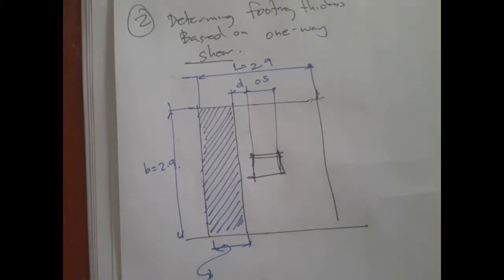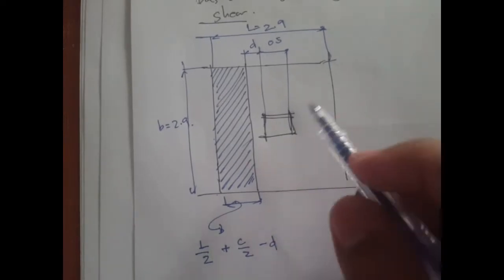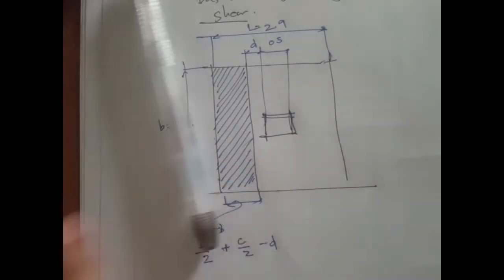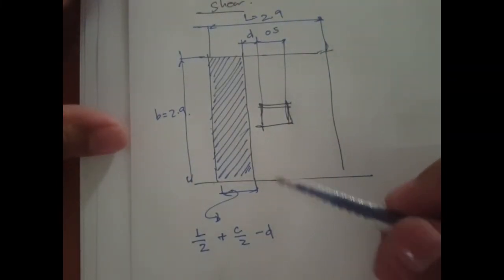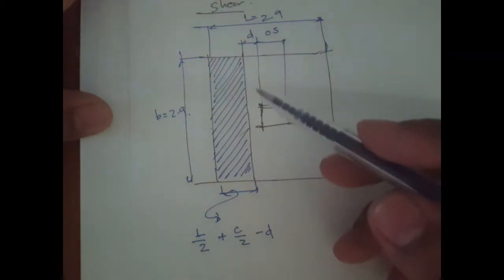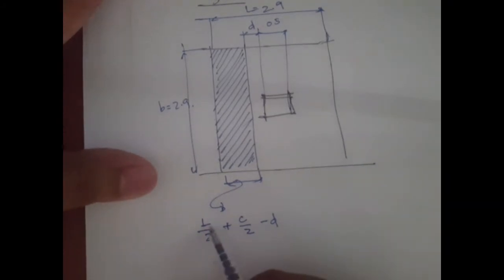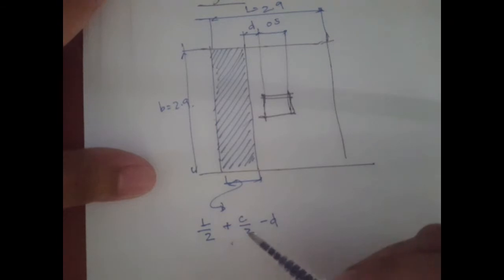All right, welcome back. Now we'll continue our discussion. This is where we left off in our last video. So we have this illustration for our one-way shear. This distance is L over 2 plus C over 2 minus d. So what is L over 2? That's just 2.9 divided by 2 plus 0.5 divided by 2.